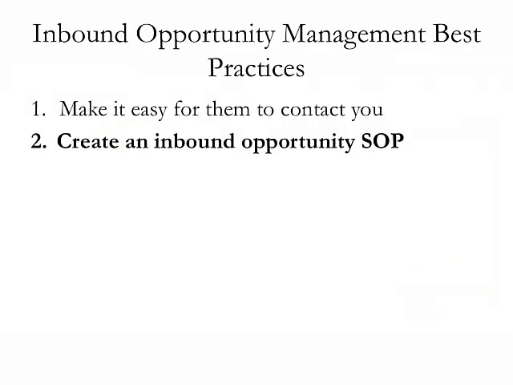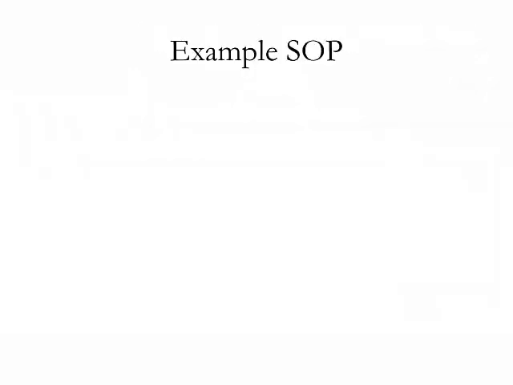Number two, create an inbound opportunity standard operating procedure. And this is really just about efficiency and maximizing your time. If every time a lead comes in, you're having to think about what you need to do, it's going to end up causing more of your time and energy that could be related to something else, like building out a new BD channel. So you want to create just a standard set of procedures that occur when this happens.